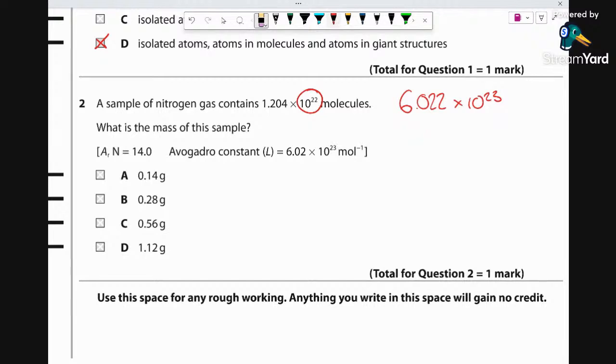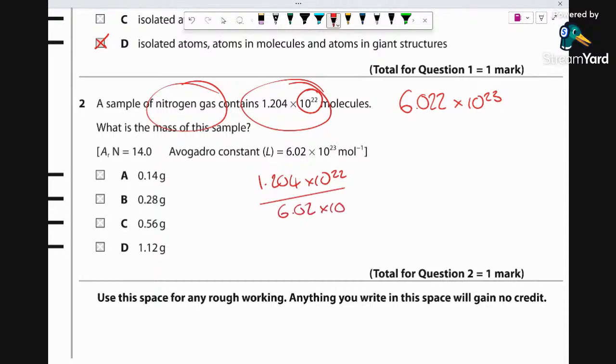What is the mass of the sample? So we've got nitrogen gas, and we need to work out how many moles there are. So we know that that's a smaller number than Avogadro's constant. So what I'll do is I'll do 1.204 times 10 to the 22 divided by 6.02 times 10 to the 23. That's going to give me a 0 value. It's going to be 0 point something, and that's going to be the number of moles. So 1.204 exponential 22 divided by 6.02 exponential 23.